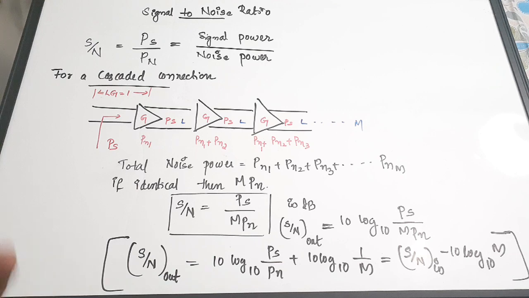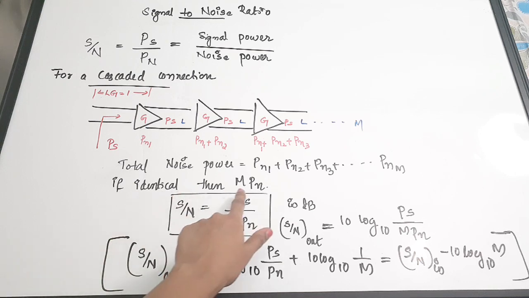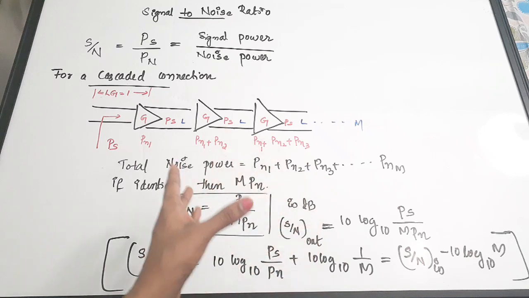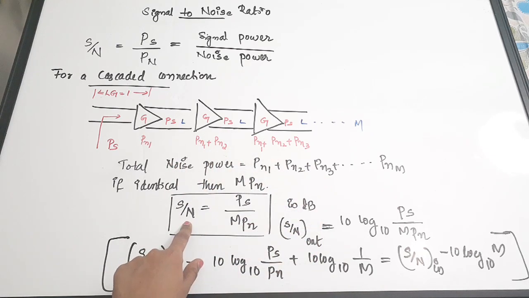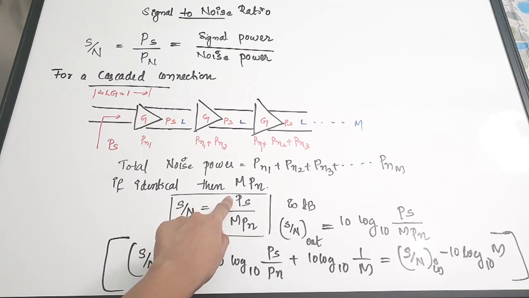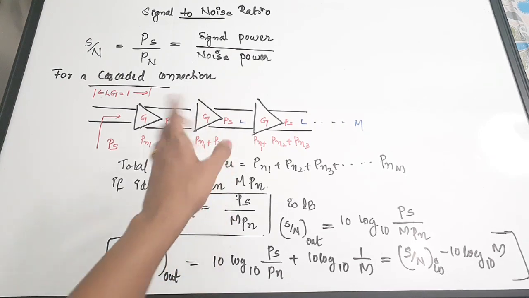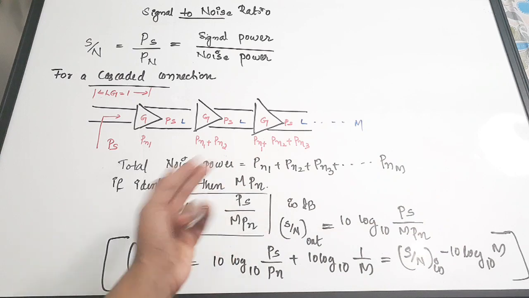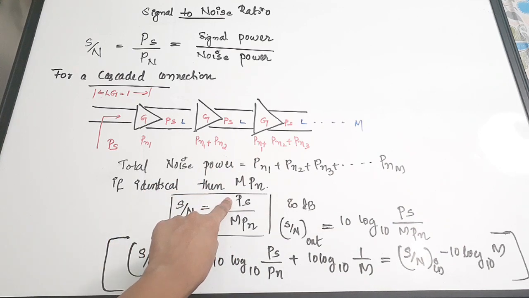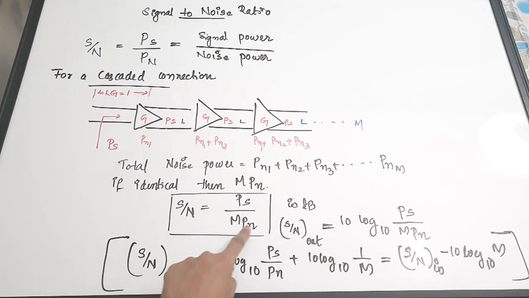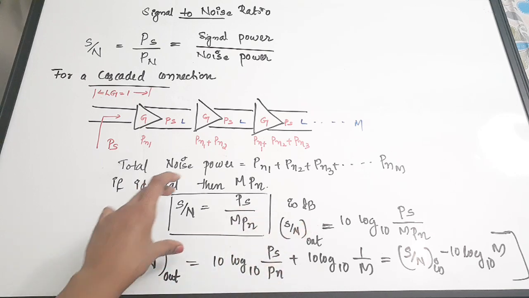Okay, just for simplification, we are assuming that all the noise powers are identical in value. So we will get a value M times PN, that is M times a single value. So the total S by N will be signal power to total noise power. Signal power at the output stage of the mth repeater or mth amplifier will be PS, so it is PS by M PN, which is the total noise power at the output. Okay, so this is the S by N.